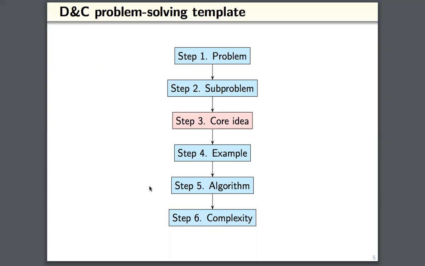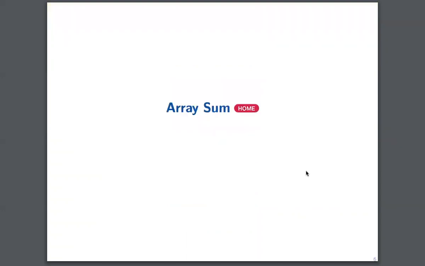Step 4, we will take an example and apply this algorithm on that particular example. So we will show some visualizations, diagrams, or a step-by-step explanation for a particular example. Next, we will give the pseudocode, the algorithm itself. Algorithm here represents pseudocode. And then the complexity analysis. Okay, we will follow this 6-step template.